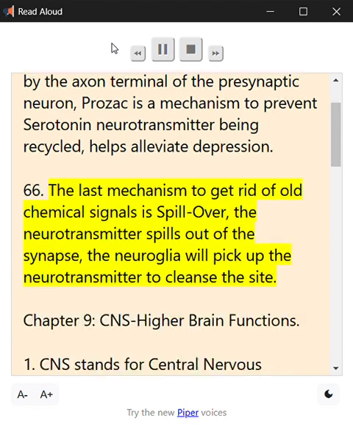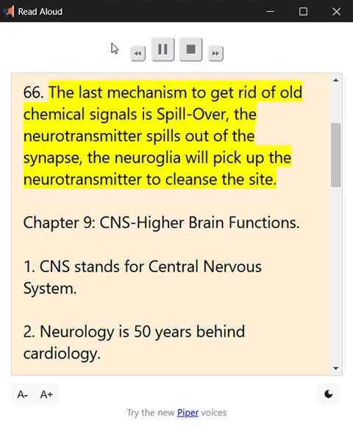66. The last mechanism to get rid of old chemical signals is spillover. The neurotransmitter spills out of the synapse. The neuroglia will pick up the neurotransmitter to cleanse the site.